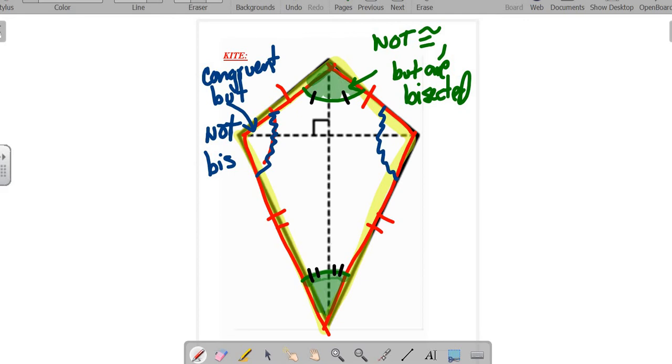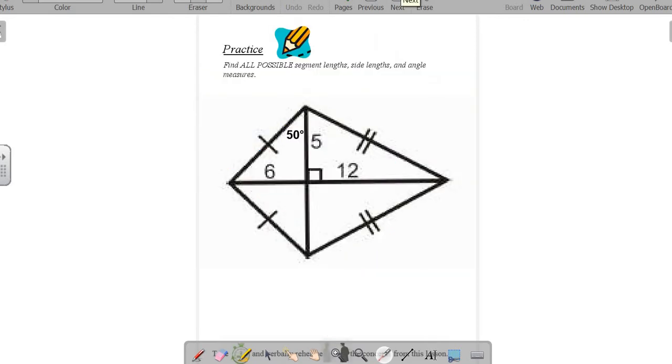So the crossbar angles, let me just recap that. These crossbar angles are congruent, but not bisected. These vertex angles are bisected, but not congruent. Knowing this, I'd like you to find everything possible in this diagram, including segment lengths, side lengths, and angle measures. Pause the video.